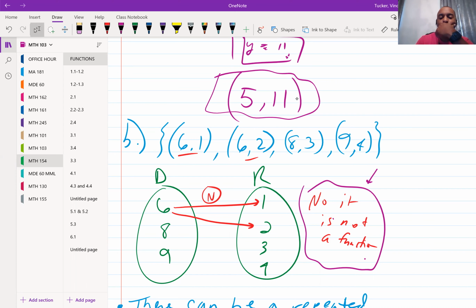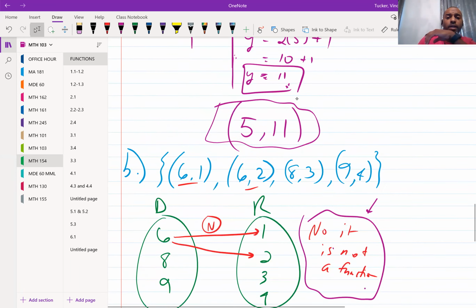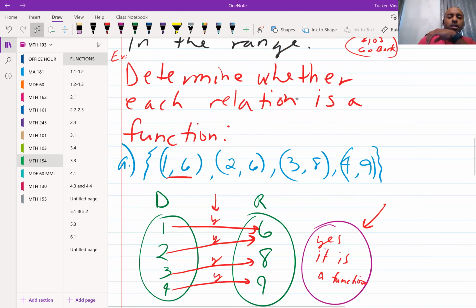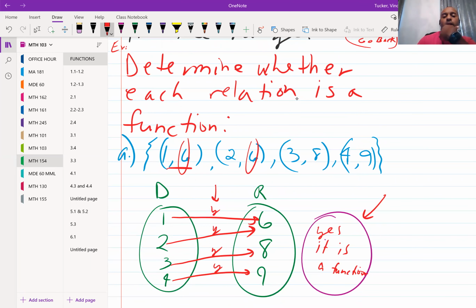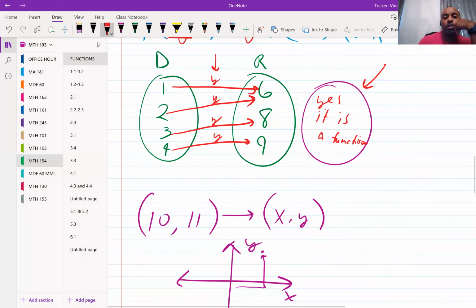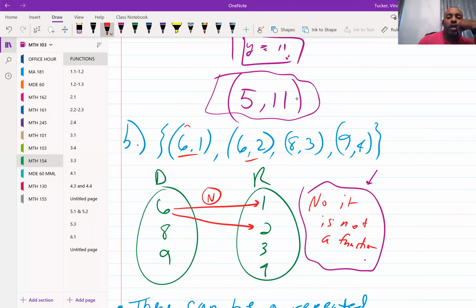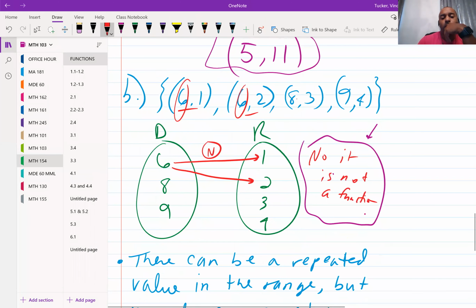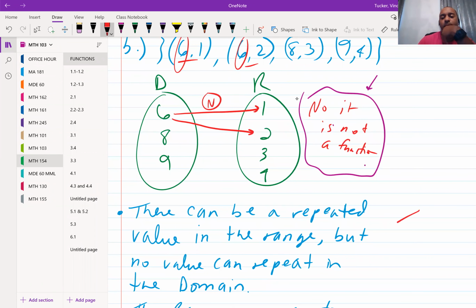So if you notice, we had a repeated value, 6 repeating in our range. That was okay, it still was a function. But when we had a repeated value in the domain, they ended up not being a function. So that's a statement we could use to help us determine if we have a function or not. There can be a repeated value in the range, but no value can repeat in the domain.